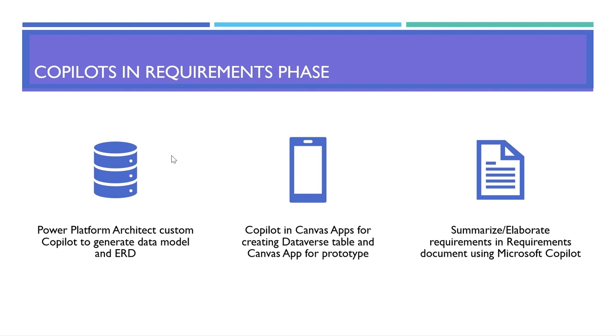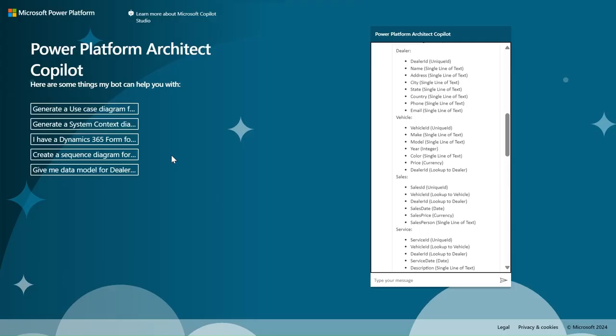And we can use Copilot in Canvas apps for creating database tables and Canvas apps for building any kind of prototypes during the requirements phase. And the last but not least, we can also summarize the requirement as well as elaborate requirements using the Microsoft Copilot. So let's start with the Power Platform Architect Copilot.